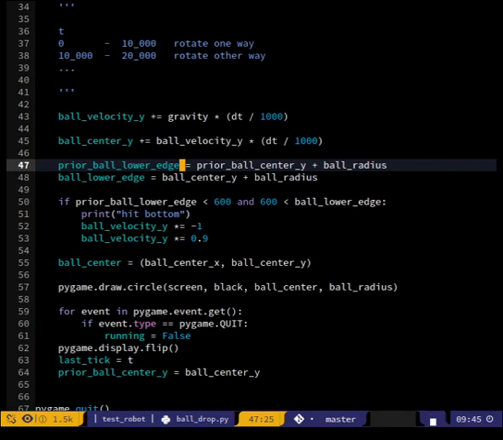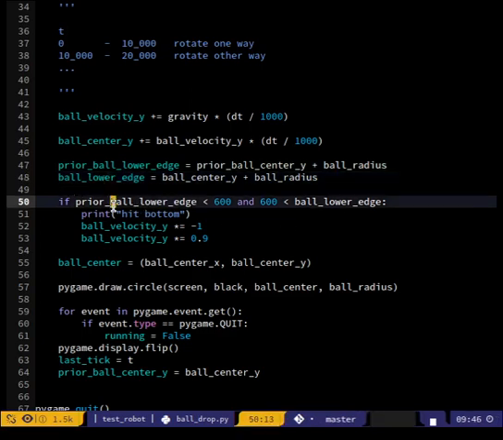Could check faster. Also, for your prior ball lower edge, you should have prior ball center Y plus ball radius. And then you want prior ball lower edge here, but ball lower edge over here, so on the if statement. Oh, that's cool. You can do that. So here.